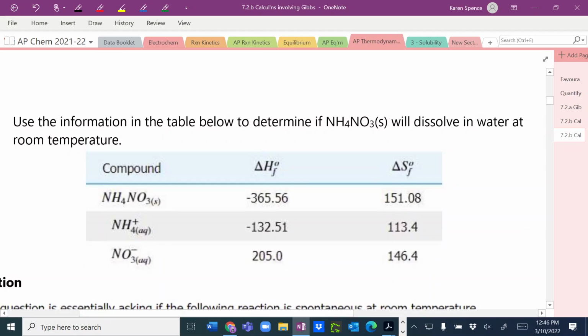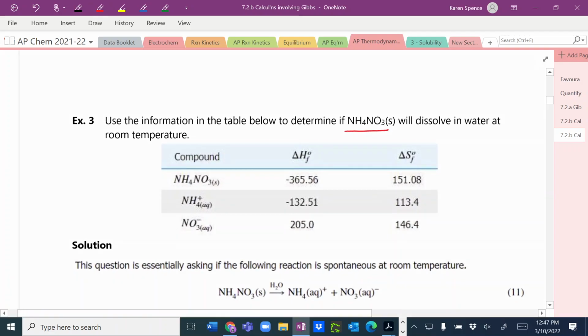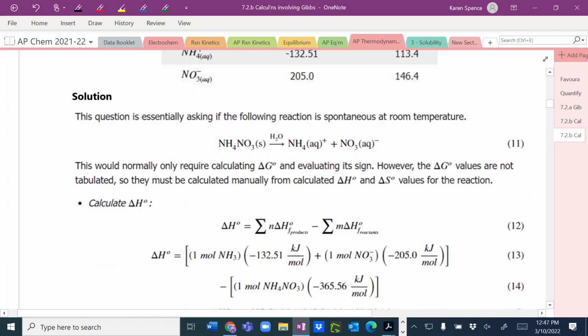All right, let us use this information in the table below to determine, will NH4NO3 solid dissolve in water at room temperature? So you'll notice that I didn't give you delta G, and I didn't give you an overall delta H and an overall delta S. So you're going to actually have to calculate the delta H. Probably you won't get one like this on the AP exam because I think it's too long for too little meat in the question. Do you know what I mean?